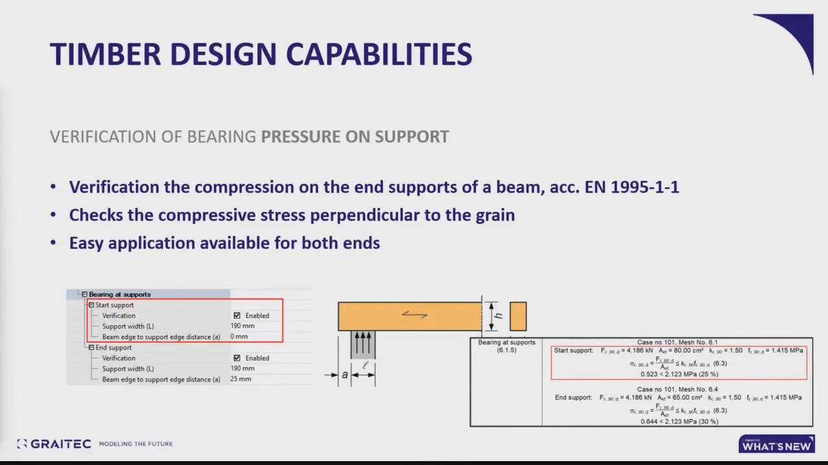The next two novelties refer to new checks related to supports of timber beams. The first one is a new verification of the compression pressure at supports according to Eurocode 5. Now it can be activated for both ends of timber elements, and similar to other timber verifications, results are available on the shape sheet and in a related report.